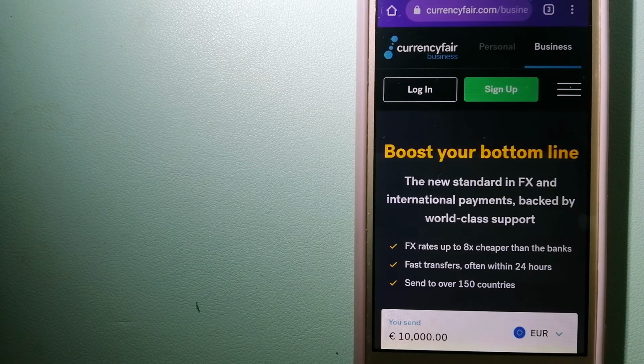Money transfer companies and governments change the rules all the time. So if one of these services is not available anymore, or if you know another reliable way to send money abroad, make sure to leave a comment and let the rest of us know.